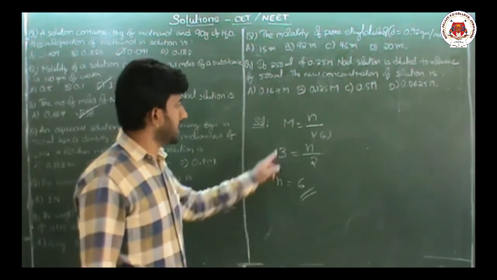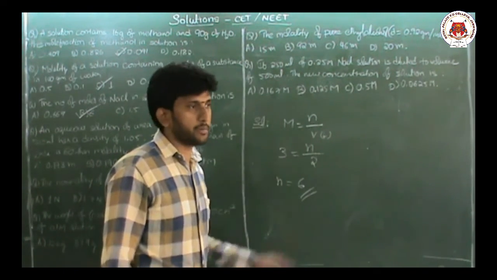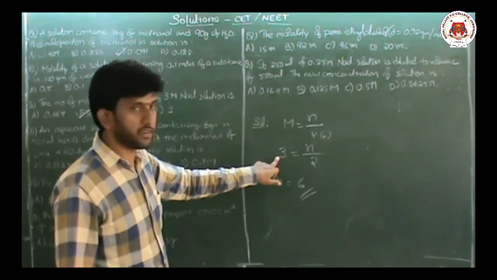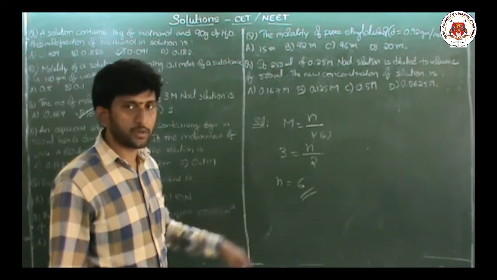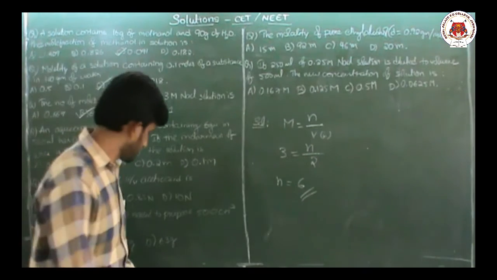So molarity is equal to number of moles by volume in liters. Molarity 3 is given, volume 2 is given. Number of moles is equal to 3 into 2, which is 6.